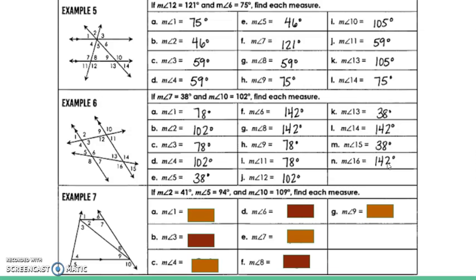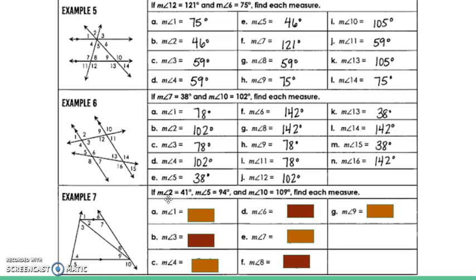Our last example for this section, I have this weirder shape. I have my trapezoid, and then I have some triangles, and I have my transversals and parallel lines. They told us that the measure of angle 2 is 41 degrees, and they told us that the measure of angle 5 is 94 degrees. And this time they gave us a third piece of information, so they said that the measure of angle 10 is 109 degrees.